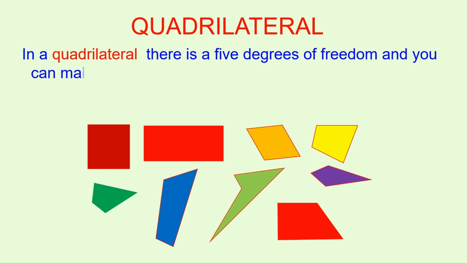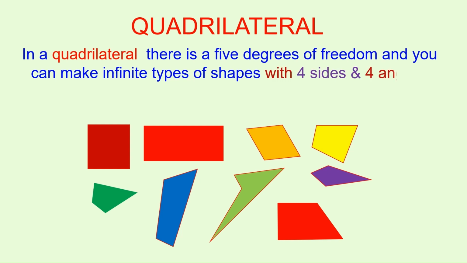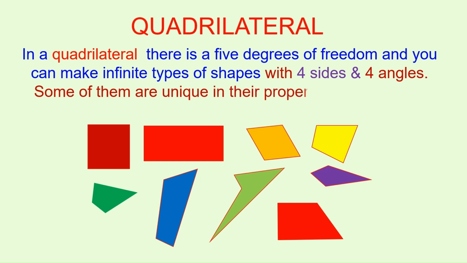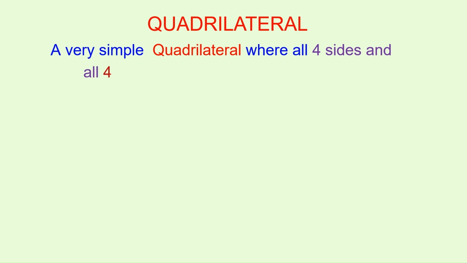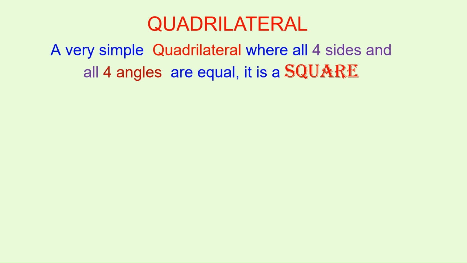In a quadrilateral there are 5 degrees of freedom, and you can make infinite types of shapes with 4 sides and 4 angles. Some of them are unique in their properties and useful in studies and their applications. A very simple quadrilateral where all 4 sides and all 4 angles are equal is a square.